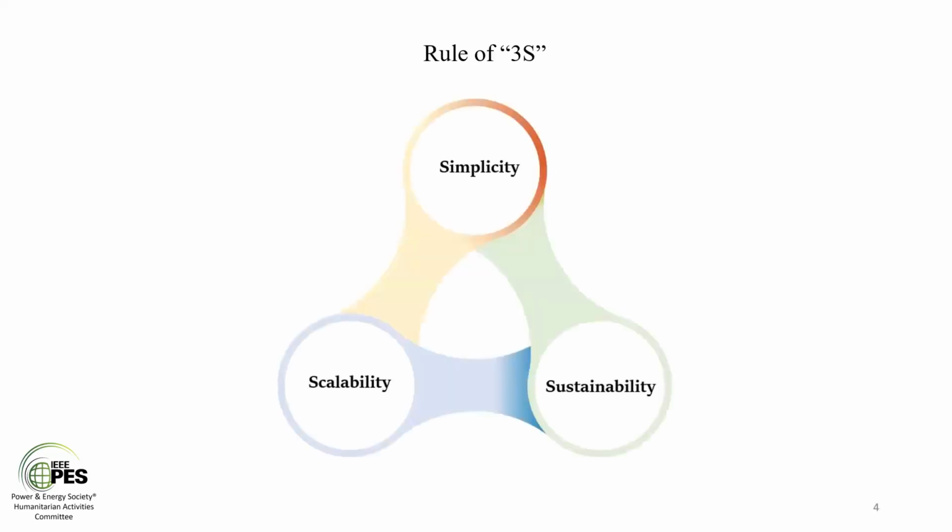Now, what is a rule of 3S? You can implement this rule whenever you are presenting, be it your university project competition, or even if you are presenting your final thesis. So whenever you're presenting something, make sure these three characteristics are there: simplicity, sustainability, and scalability. Now, what are these three things?